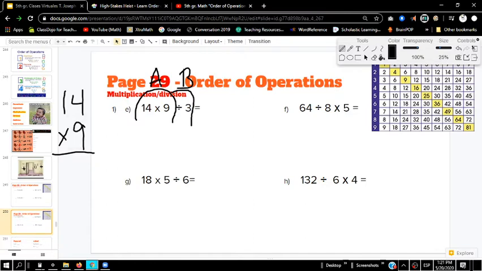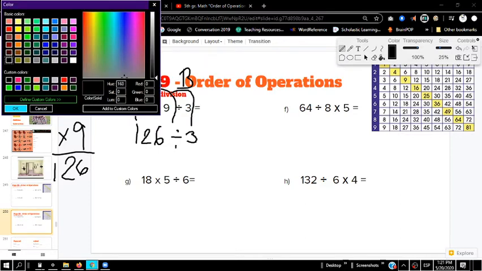is, well, 9 times 4 is 36. And then 9 times 1 is 9, plus 3 is 12. So we have 126 as our first part of the problem, our product. Now we're going to divide 126 by 3. I could do that in my brain if I really wanted to.